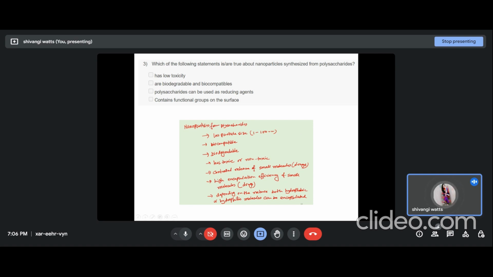So if you will see, these are nanoparticles from polysaccharides. So they have low particle size. They are biocompatible. It means that the second option is the right option. Then they are biodegradable. Then less toxic or non-toxic, has low toxicity. Polysaccharides can be used as a reducing agent, and also it can contain functional groups on the surface. So all are the true options.